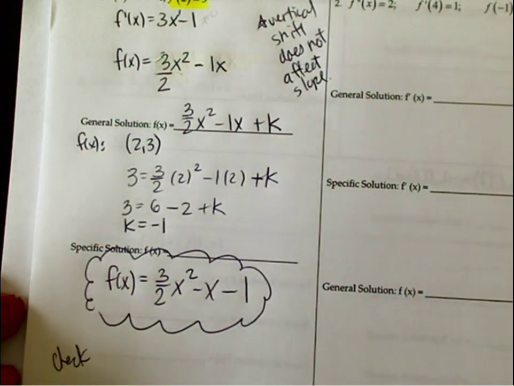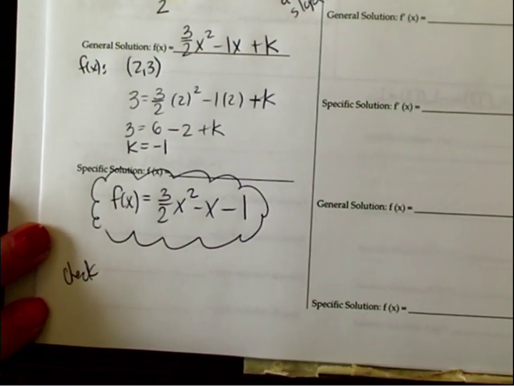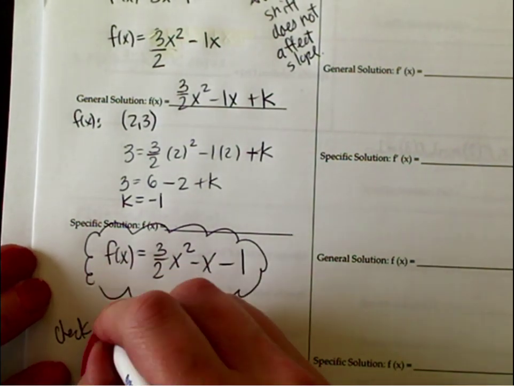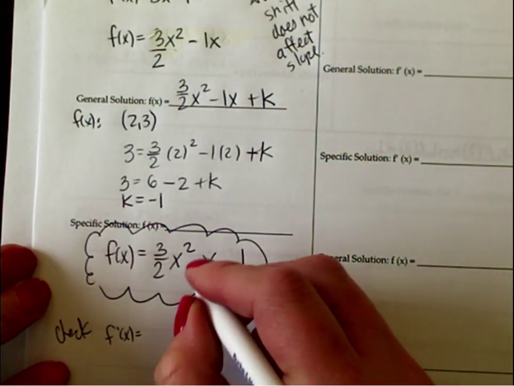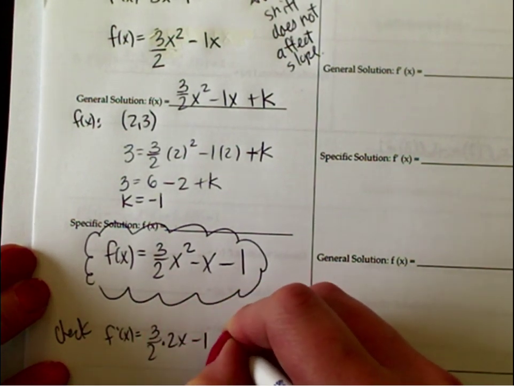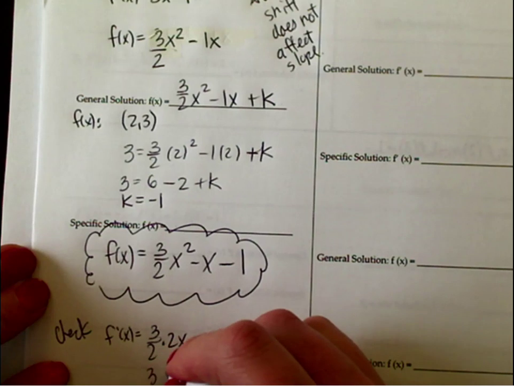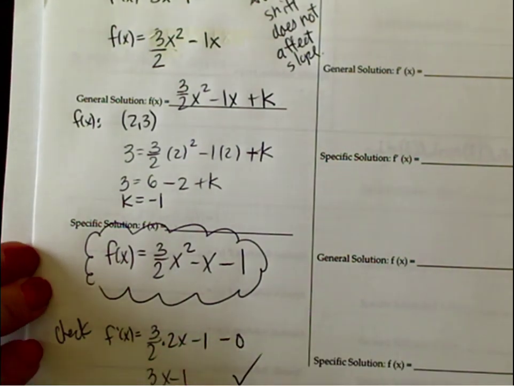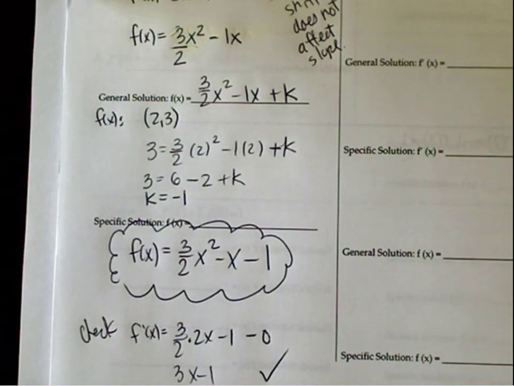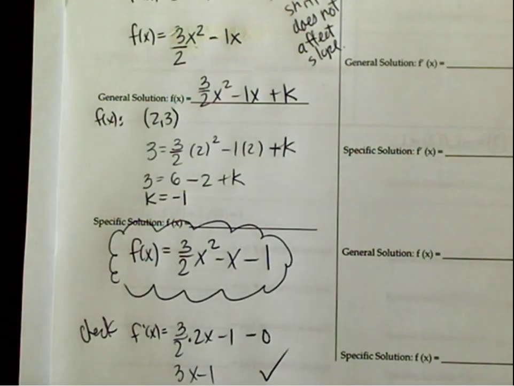All right, we're going to check it because I still do derivatives faster than I do antiderivatives. I'm going to go from here and I'm going to find f prime. Times 2x minus 1 minus 0. I just did the derivative, and I actually got the thing I started with. That means that you did it correctly.